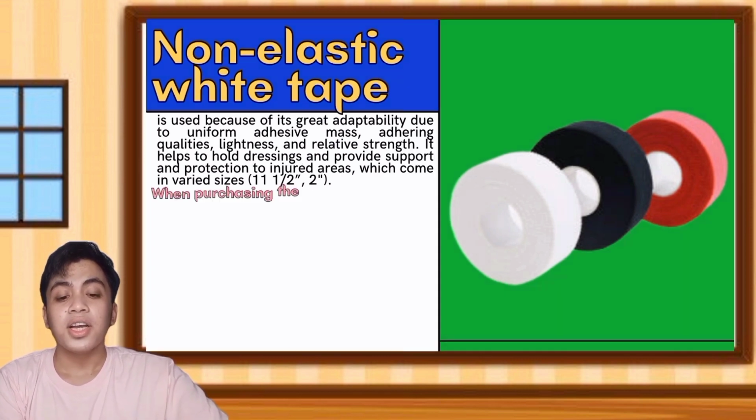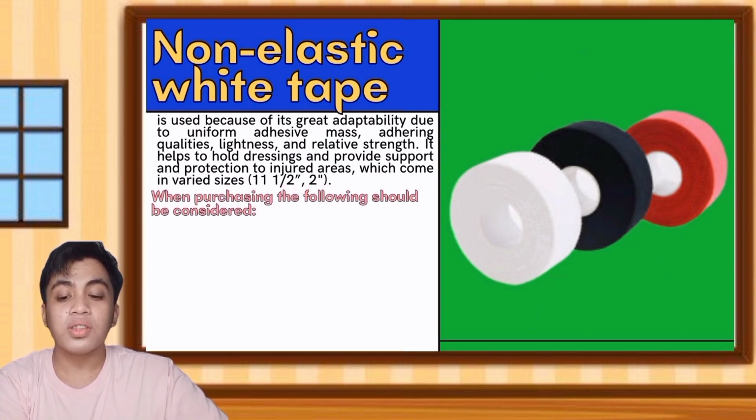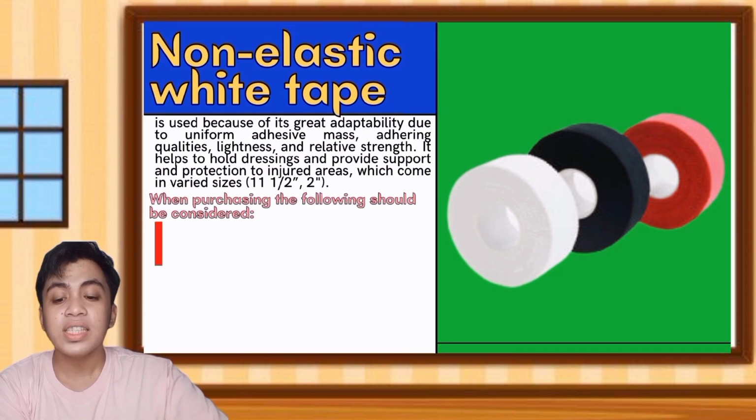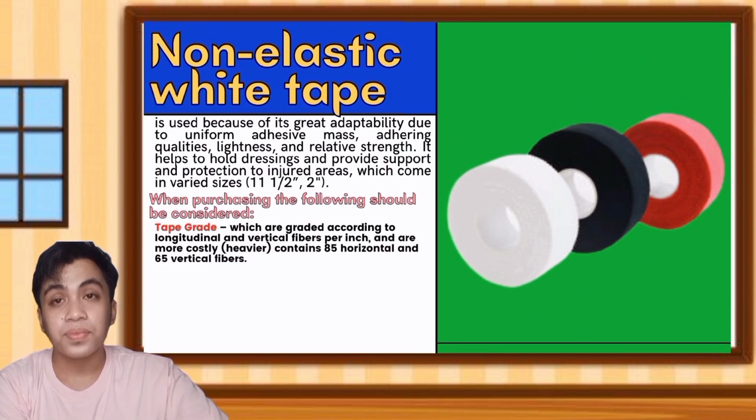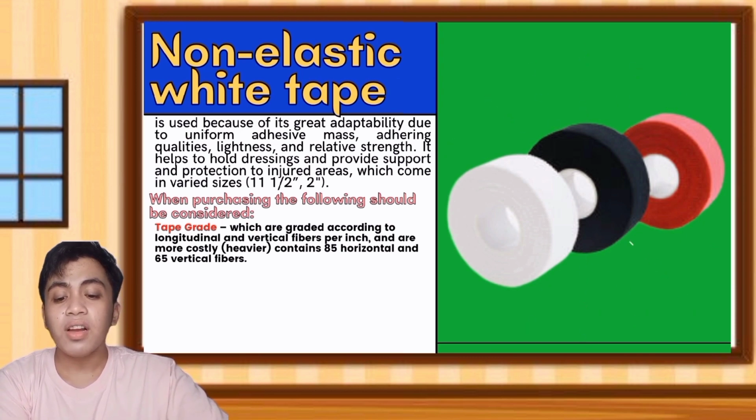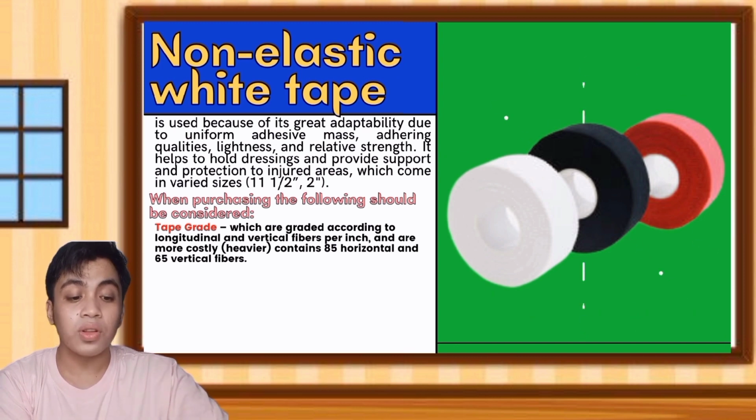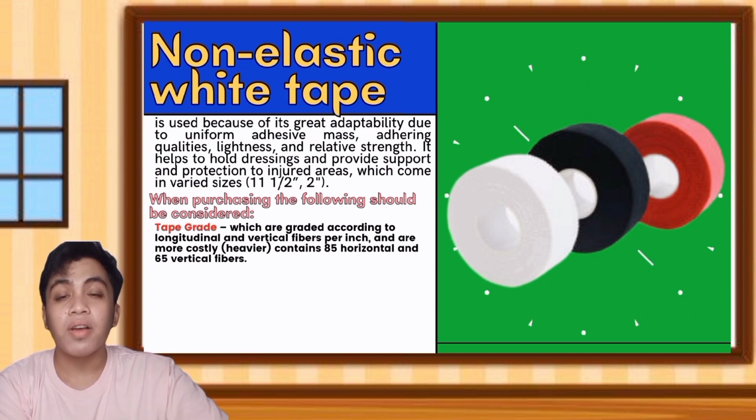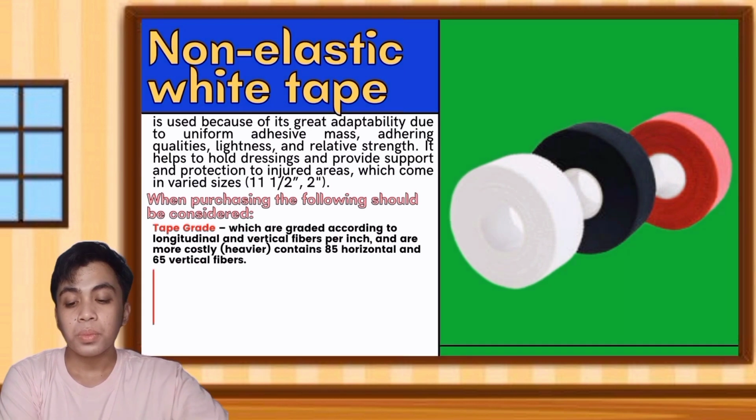So according here, in purchasing a tape, we should consider the following. First is its tape grade. So, it refers to its longitudinal and vertical fibers per inch. More costly, heavier tape contains 85 horizontal and 65 vertical fibers.